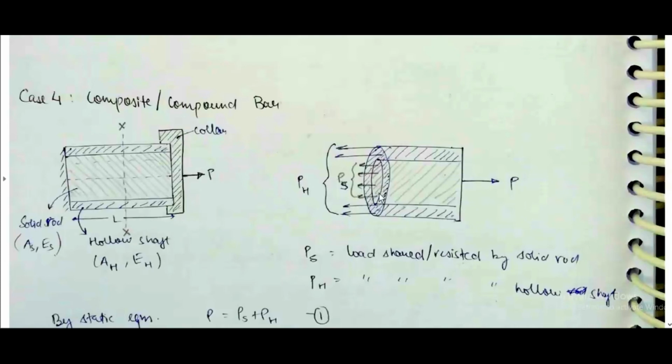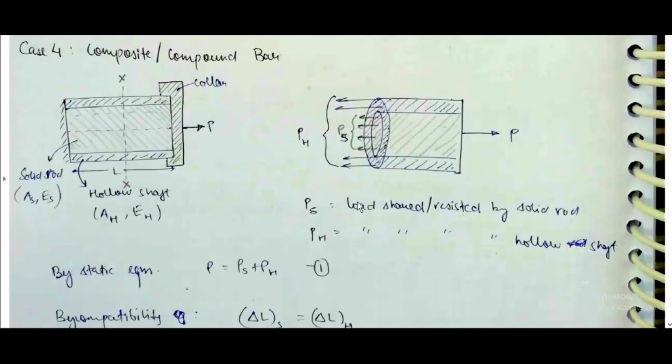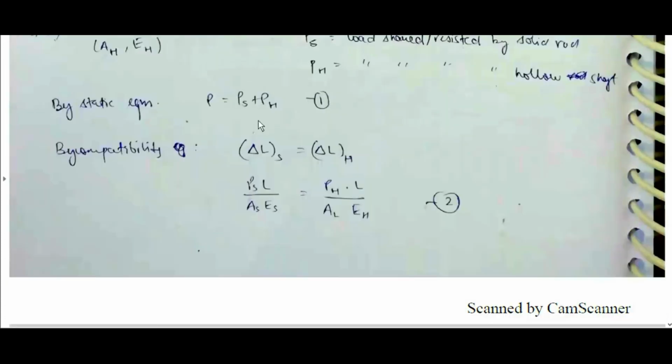PS is over here. PH is in the hollow part. PS is the load shared or resisted by the solid rod. PH is the load shared or resisted by the hollow shaft. By the static equation, P is equal to PS plus PH. By compatibility, delta LS is equal to delta LH. PS L by AS ES is equal to PH L by AH EH.